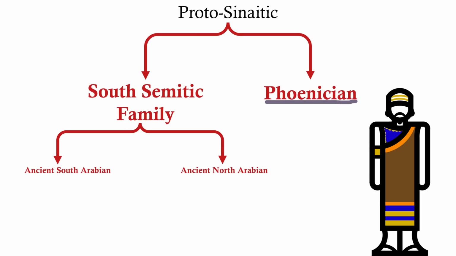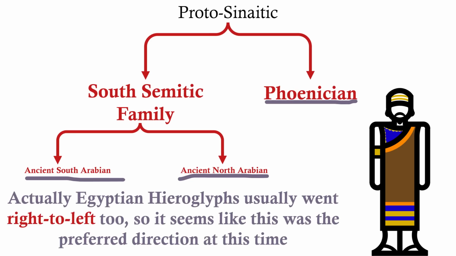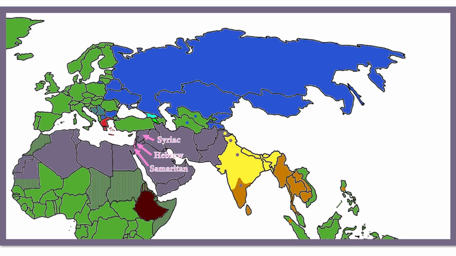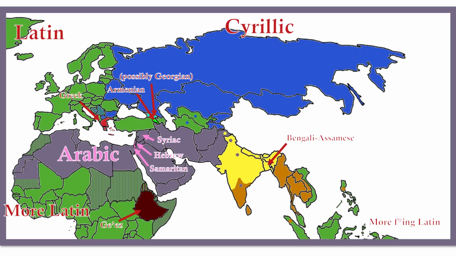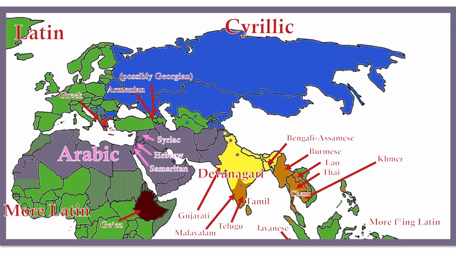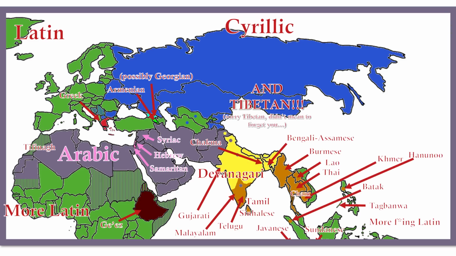Actually, both Phoenician and the ancestors of the Ge'ez script were written right to left, suggesting that this was the preferred direction of the late-era Sinaitic script altogether. So the question isn't really, why are Hebrew, Syriac, Samaritan, and Arabic written right to left? The question should be, why aren't Ge'ez, Latin, Cyrillic, Greek, Armenian, Bengali, Assamese, Devanagari, Gujarati, Tamil, Telugu, Burmese, Thai, Lao, Cham, Malayalam, Khmer, Javanese, Sinhalese, Tagbanwa, Batak, Sundanese, Hanunoo, Chakma, and Tifinagh also written in this direction?